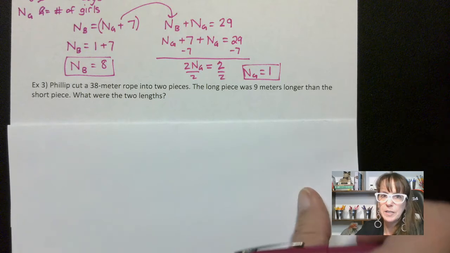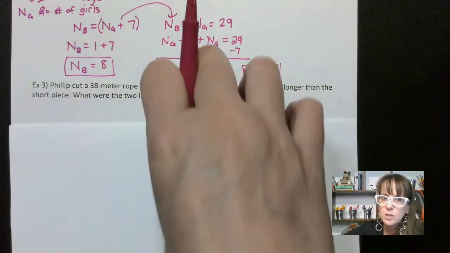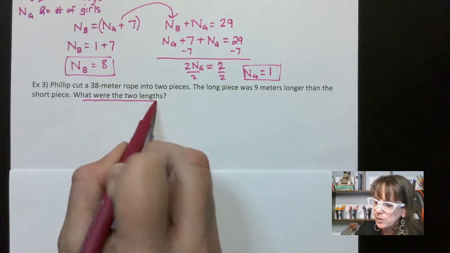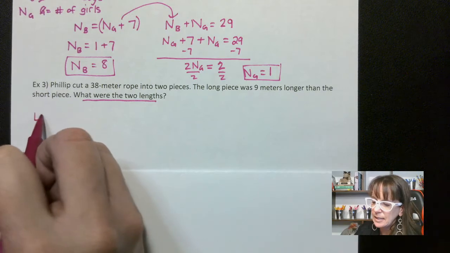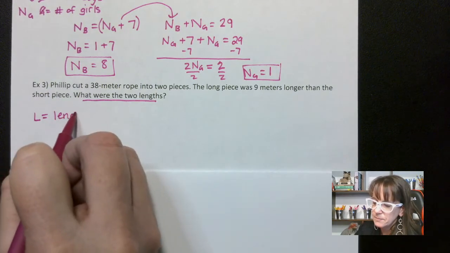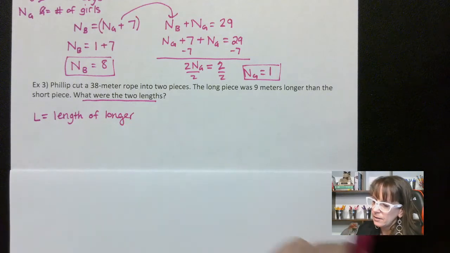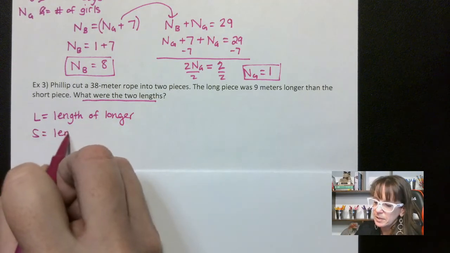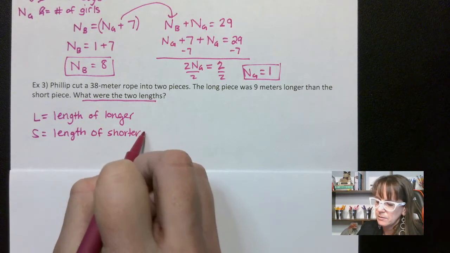Philip cut a 38-meter rope into 2 pieces. The long piece was 9 meters longer than the short piece. What were the 2 lengths? So how long were they? What we're looking for is: L equals the length of the longer piece, and S equals the length of the shorter piece. That'll work. We're not going to use subscripts on this because I think it might get confusing.